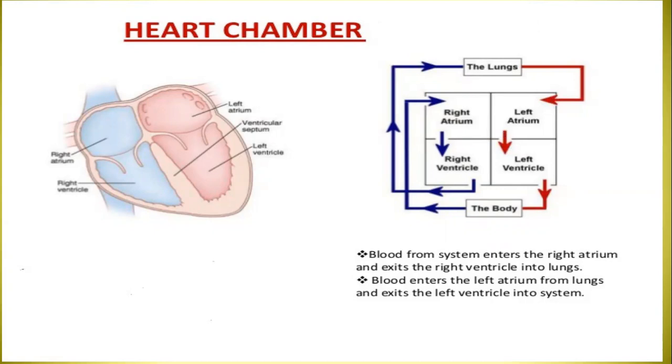Blood from the system enters the right atrium and exits the right ventricle into the lungs. Blood enters the left atrium from the lungs and exits the left ventricle into the system. This is unit number 4, and now we will go to the exercise.